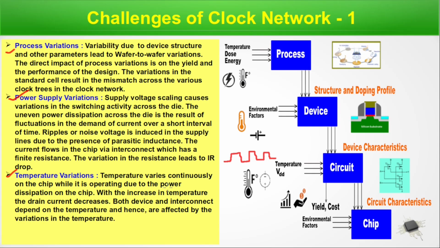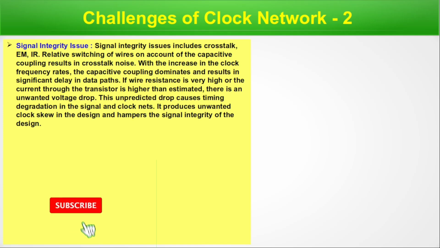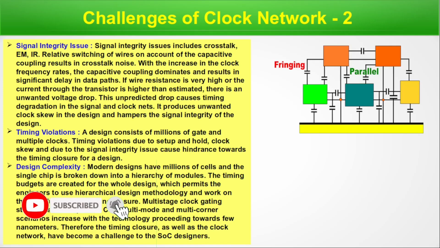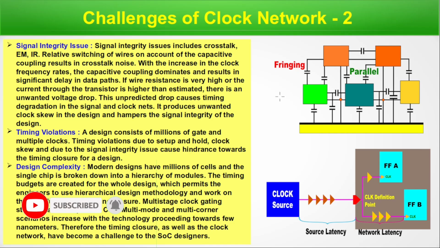So now let's move to the other challenges of clock network. Signal integrity issue, timing violations, and design complexity. We have included this diagram because we are talking about signal integrity issues. Signal integrity issues include crosstalk, EM, IR. Crosstalk means interaction when two parallel conductor lines or interconnects are running parallel, and in between it's not free space, it's a dielectric layer.